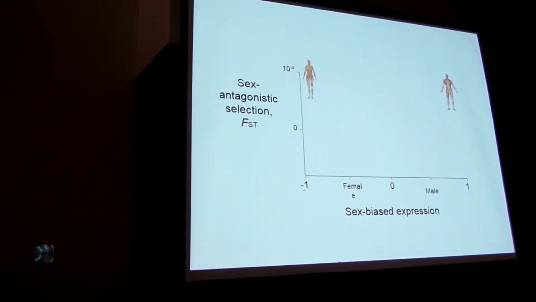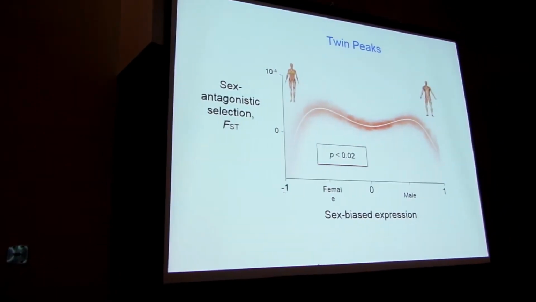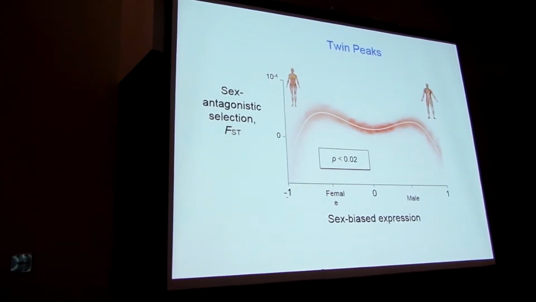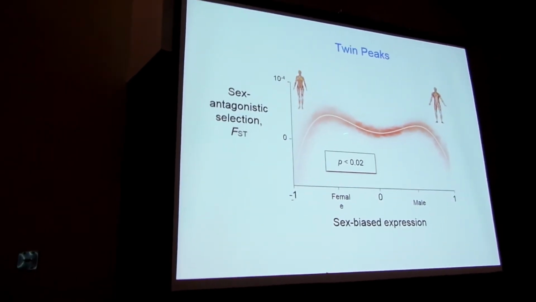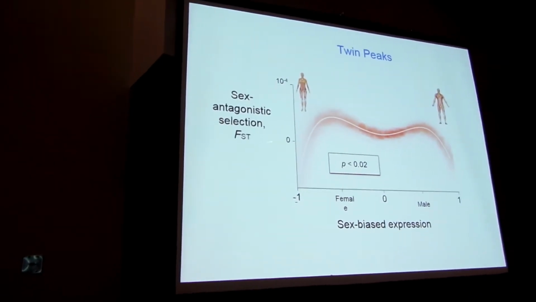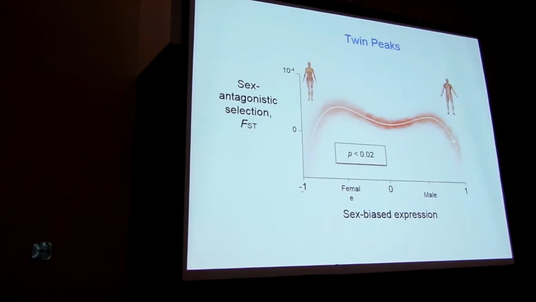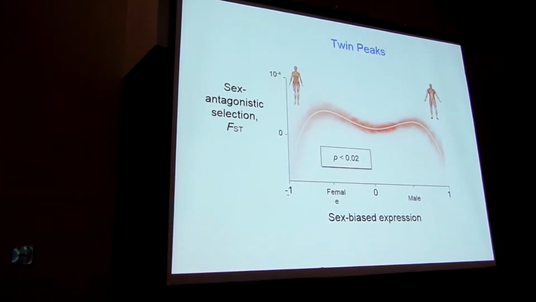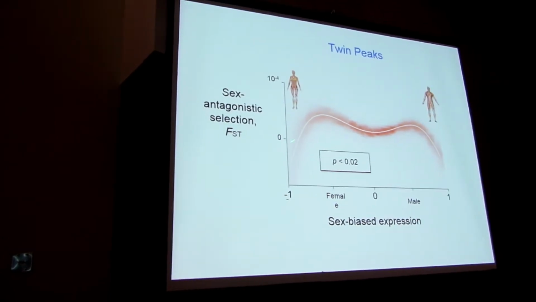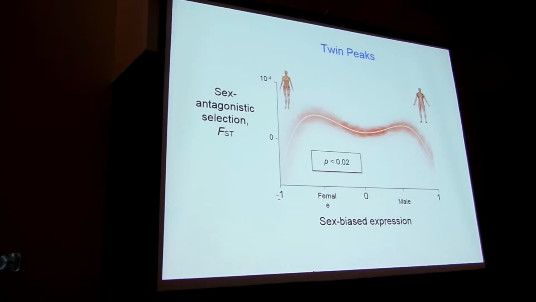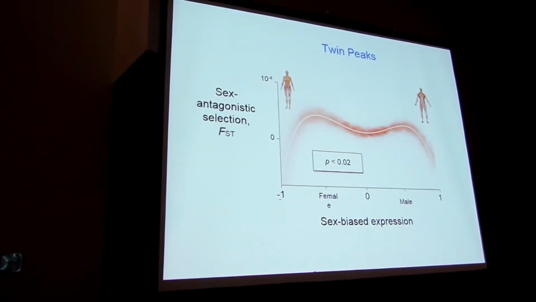So when we run the data, Shazam, we get a pattern called Twin Peaks. Yeah, isn't that cool? Roll the David Lynch theme song. FST is low when genes are expressed only in females. It's low when it's expressed only in males. It's also low when there's no sex bias. The genes that have moderately female-biased expression or moderately male-biased expression have significantly higher FST.